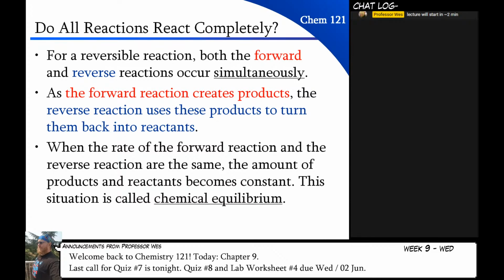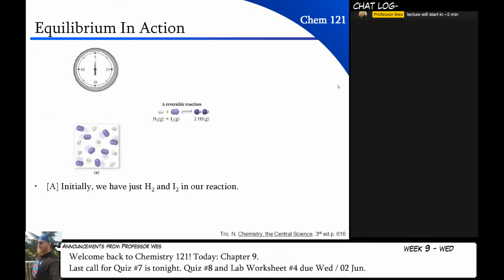But the state at which we reach the same amount of products over time and the same amount of reactants over time. Note that the products and reactants themselves will have different amounts, but within each side, products or reactants, that amount will be constant. That situation is called equilibrium. And I have a bunch of graphs to show you this. So here's an example.